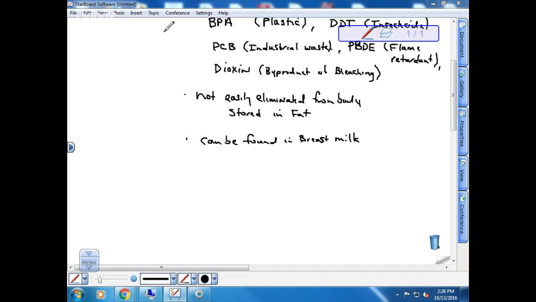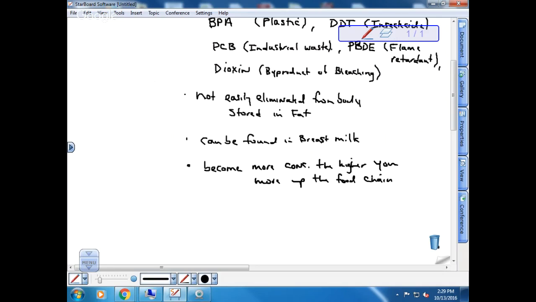Okay, the other thing that's really interesting about these persistent organic pollutants is that they become more concentrated the higher you move up the food chain. So even in eastern Oregon, for example, there are persistent organic pollutants in the sediments of the Columbia River. That gets incorporated into algae, then it gets incorporated into small crustaceans and small insects that live in the water. And then it will move up and become more concentrated in the fish. And so fish coming from particular regions, including the Columbia River, will have high levels of persistent organic pollutants.